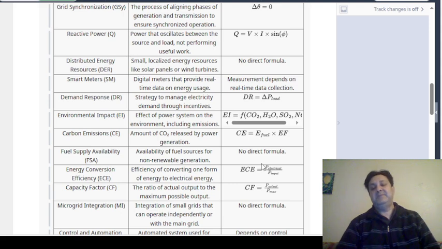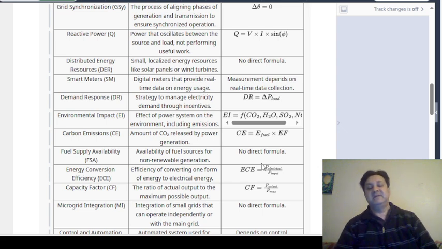Then another important thing is demand response. The strategy to manage electricity demand through incentives. Once we deal with the utility companies and the power generation and power transmission companies, whether in the private sector or government sector, then we discuss this. So demand response is an important strategy to manage electricity demand through incentives.